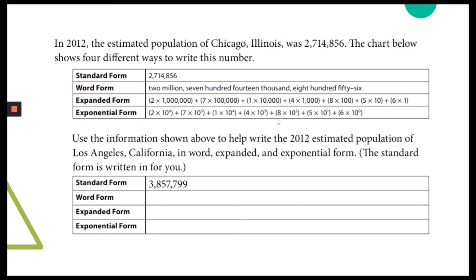Okay, so you're going to use the information shown above to help write the 2012 estimated population of Los Angeles, California in word, expanded, and exponential form. Now the standard form is already written there for you, but I'm not going to read it out loud because I want to see if you can do this word form all on your own. Okay, take some time and do that now. Then we'll come back together and check our answers. Go ahead.